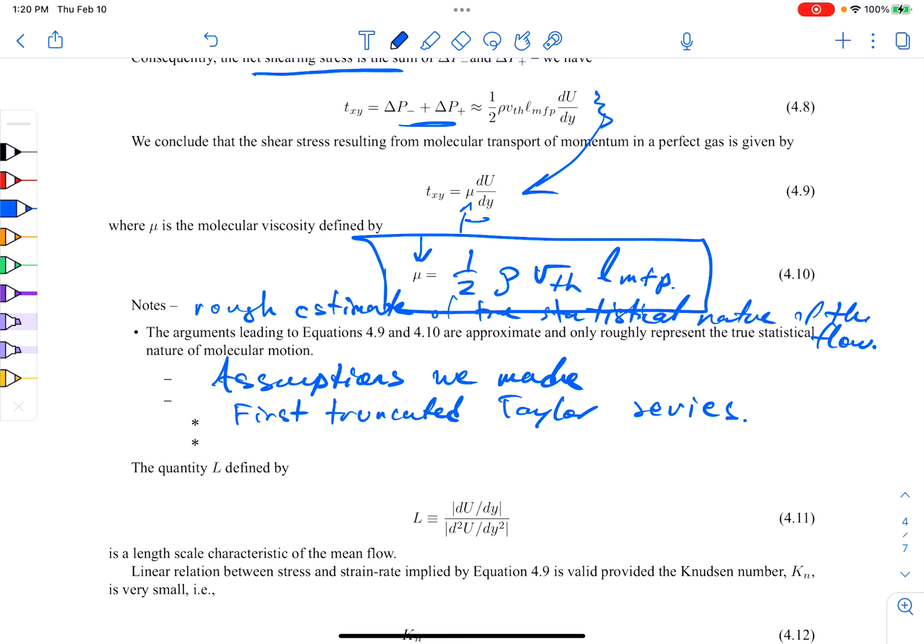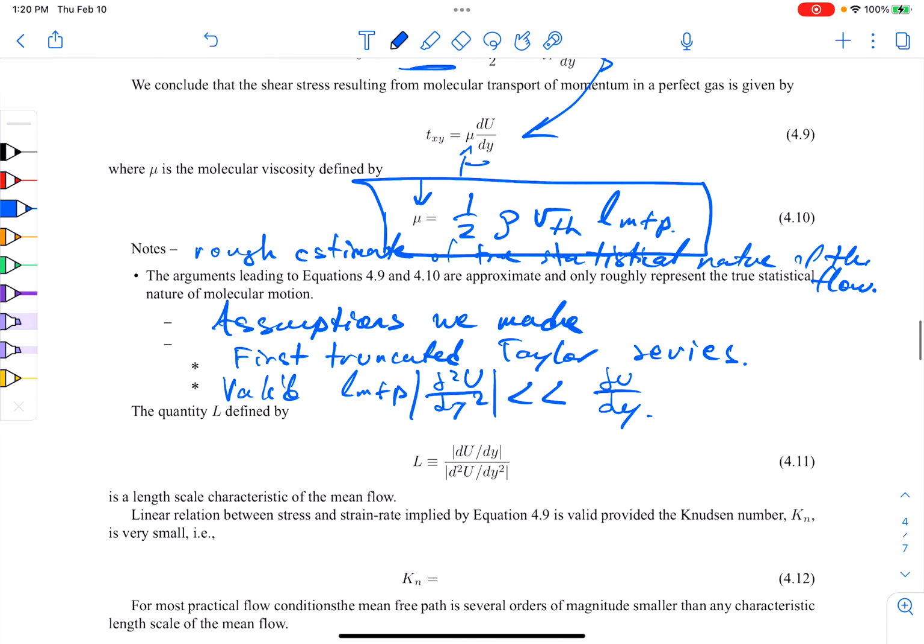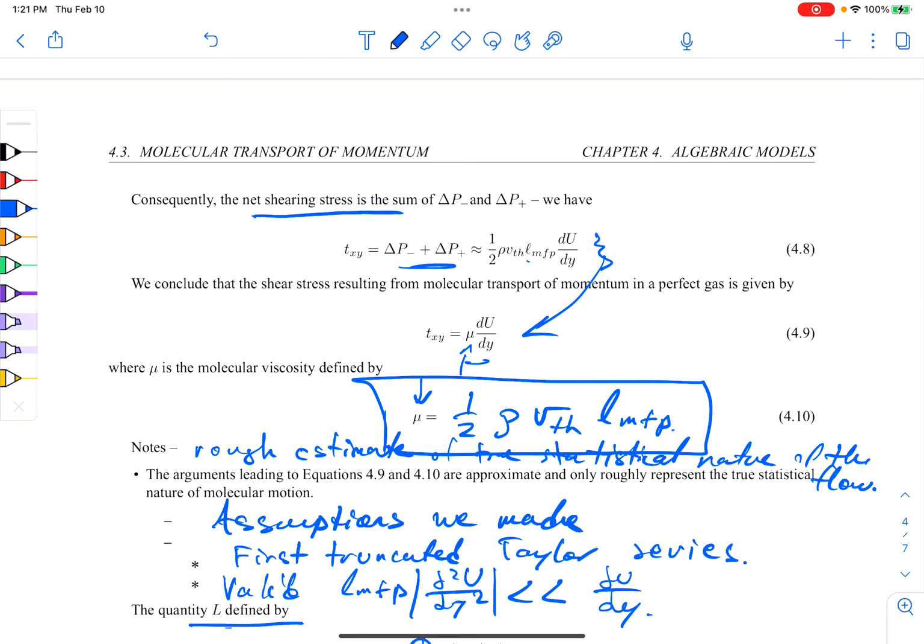And it's also noted by Tennekes and Lumley from their analysis that for this to be valid, we have to have this inequality be true: the length of the mean free path times the absolute value of partial squared u partial y squared must be much less than partial u partial y, which might happen in some situations. Anyway, let's now define a length scale L. This capital L is not the length scale between mean free path collisions. This is a length scale based on the absolute values of the derivatives of the mean velocity in the shear layer. So this is not the same as the mean free path.